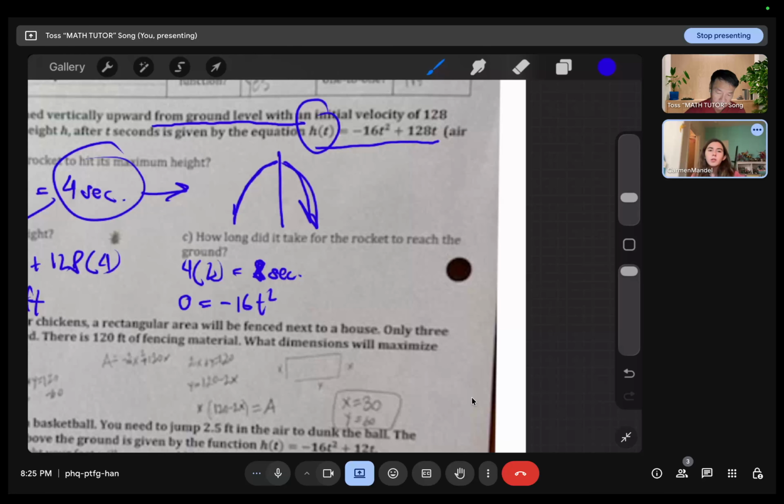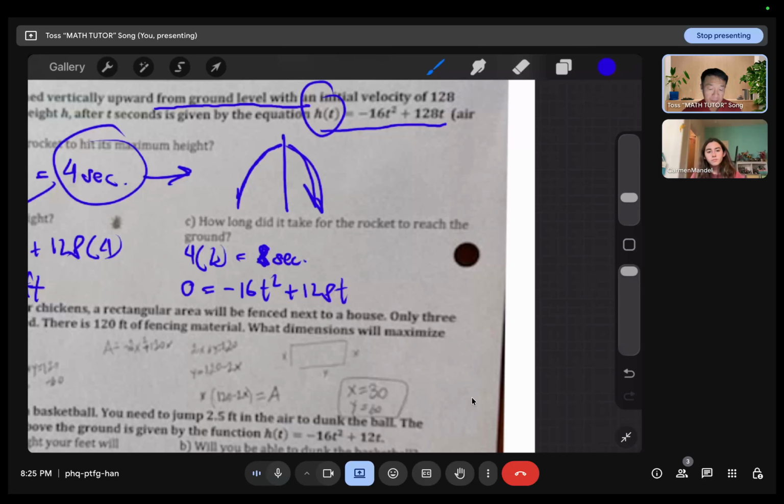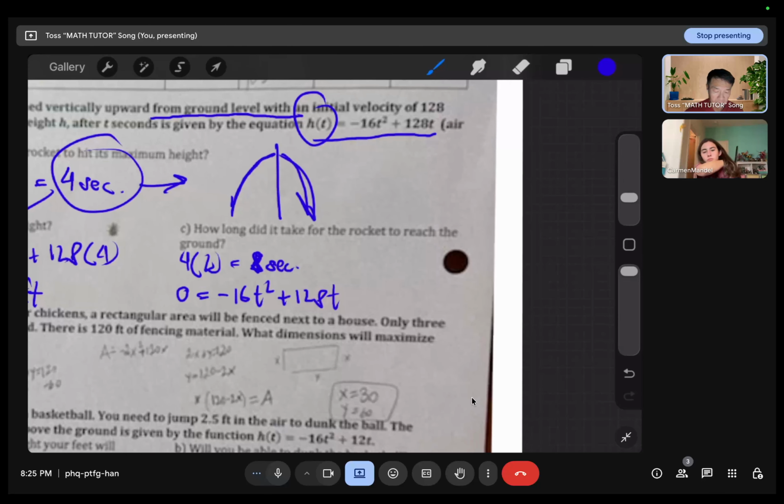Oh, so it is the x-intercept. So A is the x value in the vertex, B is the vertex, and C is the x value. Exactly. That's it. But the answer that you're going to get from here is one is 0, the other one is going to be 8. But let's see it.